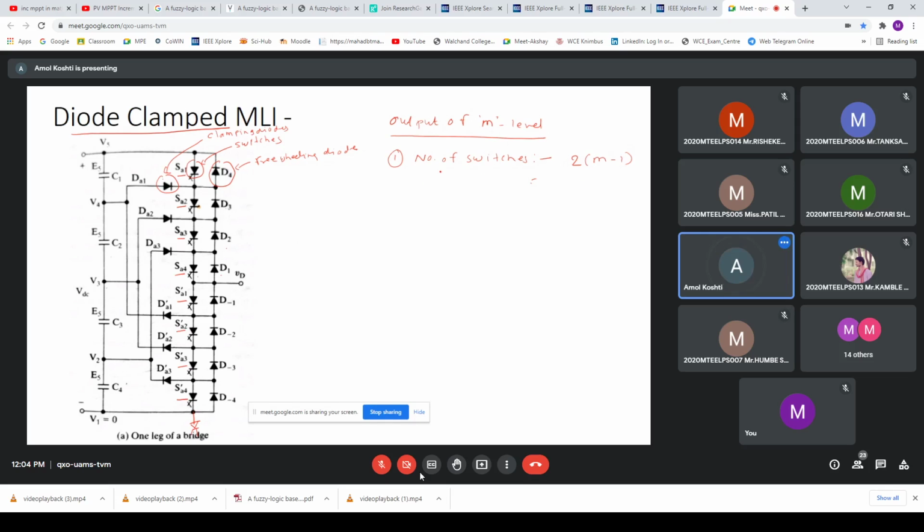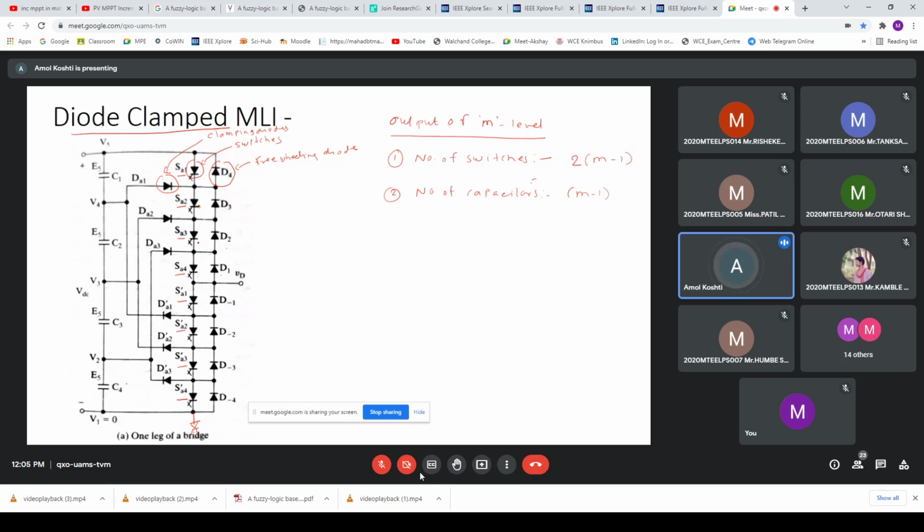So how many switches do we want in the diode clamp multi-level inverter? For that we have this formula: 2 into M minus 1. Second, how many capacitors do we want, the number of capacitors? For the number of capacitors there is a formula: M minus 1.